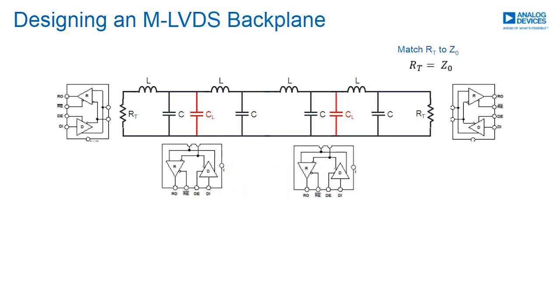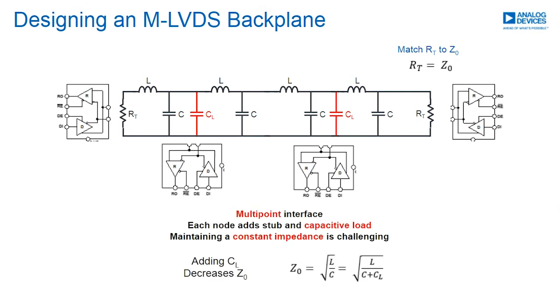Now we'll consider how the same problem would look for designing a multipoint, or M-LVDS, backplane. Here the challenge is a lot more difficult because, as you move along the backplane, you have a constant impedance, but because this is a multipoint interface, there are multiple module cards lying across the backplane. Each time you encounter one of these module cards, the impedance of the backplane itself will change. That's because in a multipoint interface, each node that you add is actually a capacitive load. It has a transceiver that has a certain capacitance.